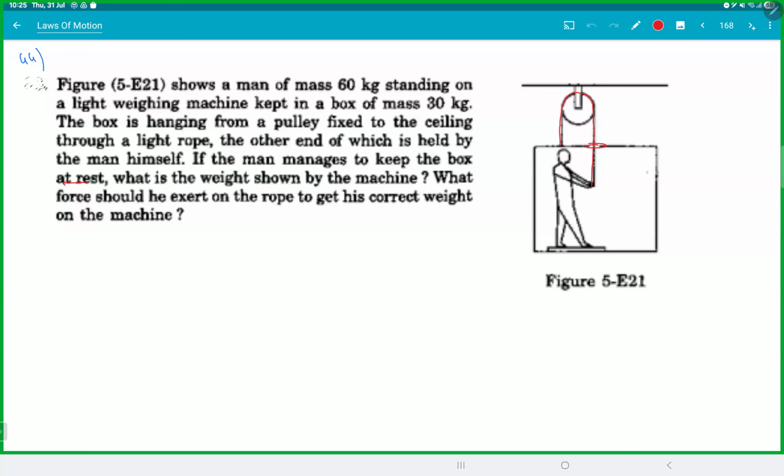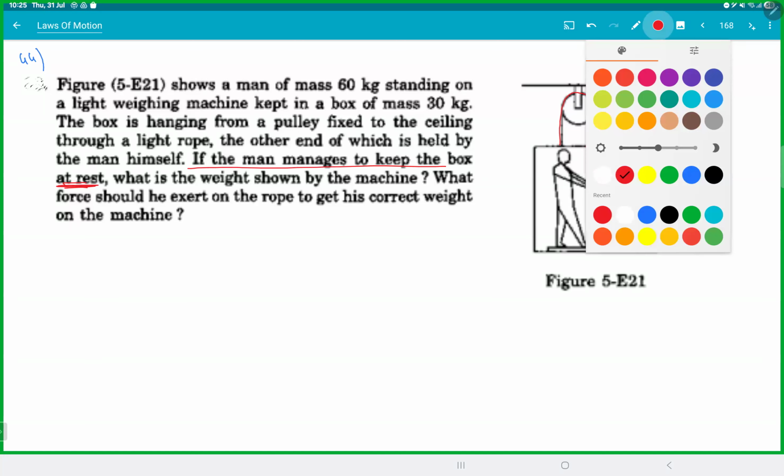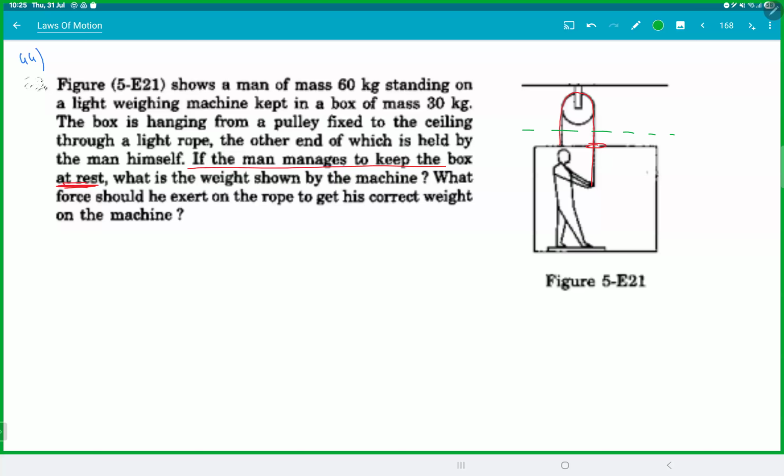What was the first part? The man manages to keep the box at rest. So what can you do here? Take the whole thing as a system. If I take this whole box and the man as a system, remember I can choose anything as one system. What do you see? You will notice two strings are pulling up, T and T.